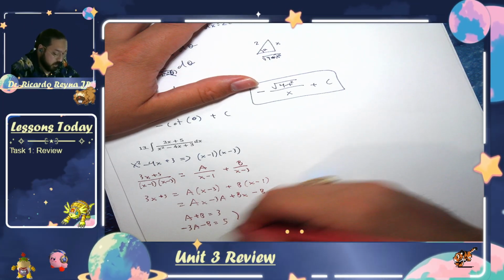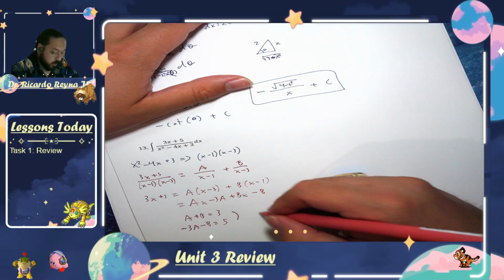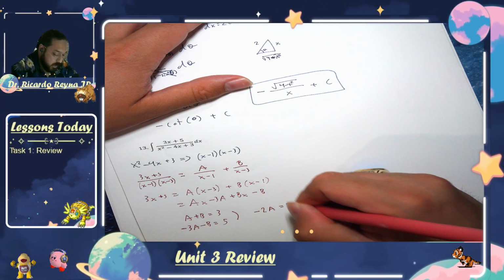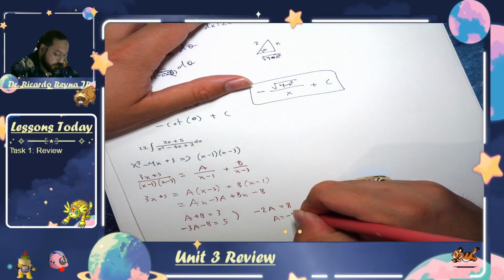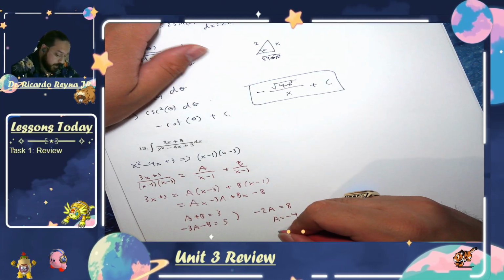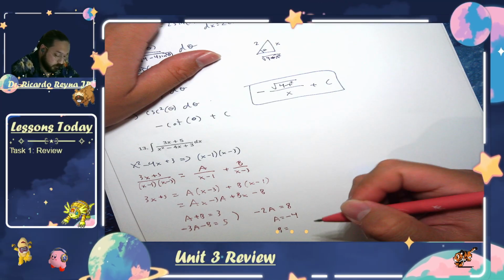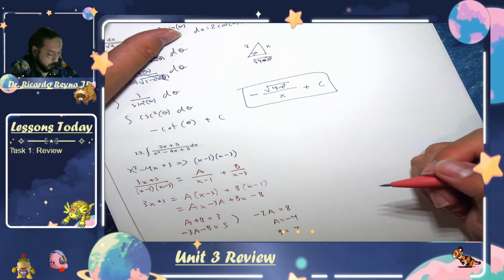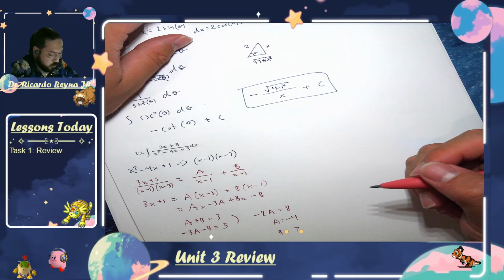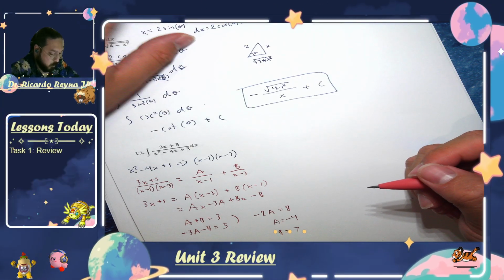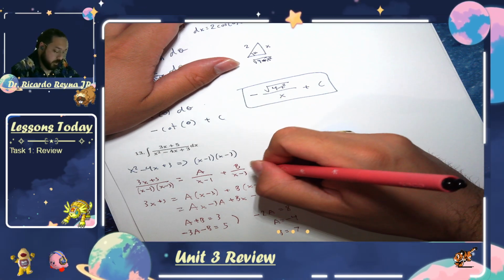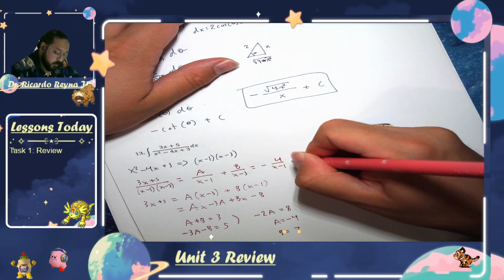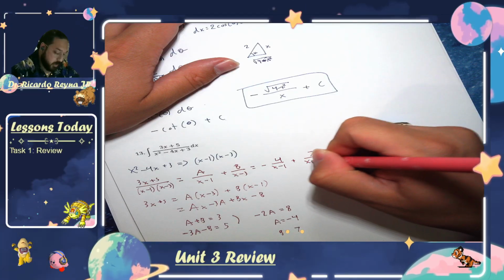I'm going to go ahead and combine these because that will just get rid of b right away. So that's negative 2a is equal to 8. So a is equal to negative 4. And then that means b is equal to 7. I'm just double checking. Yeah. Okay. So then we can set this up to be negative 4 over x minus 1 plus 7 over x minus 3.